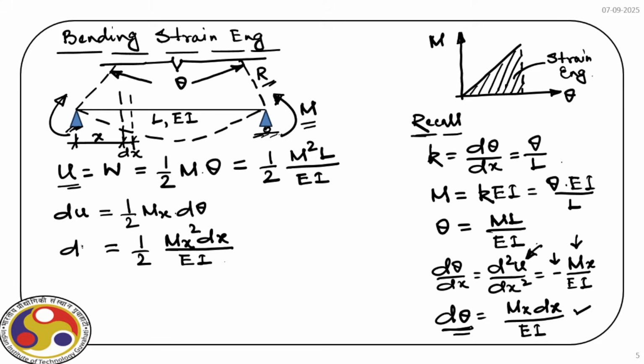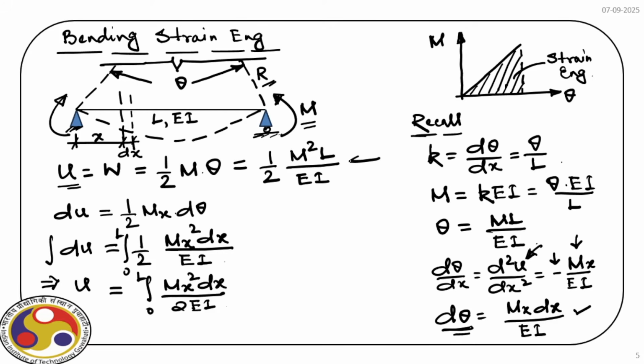So that is our dU. If we integrate both sides, then on the left hand side we get the total strain energy, and on the right hand side we have the integral from 0 to L of Mx squared dx divided by twice EI. Now it is the same as when we have constant moment over the entire length. So we can integrate this expression.